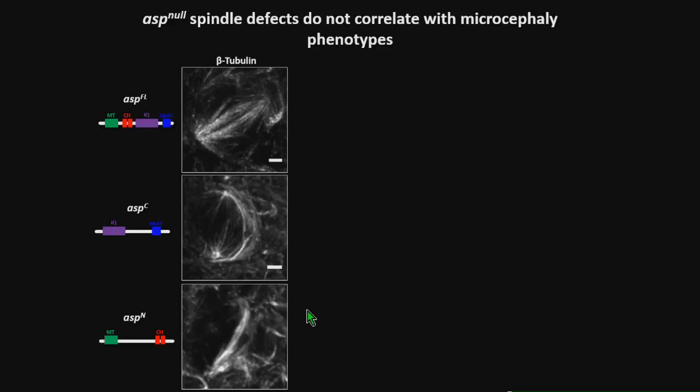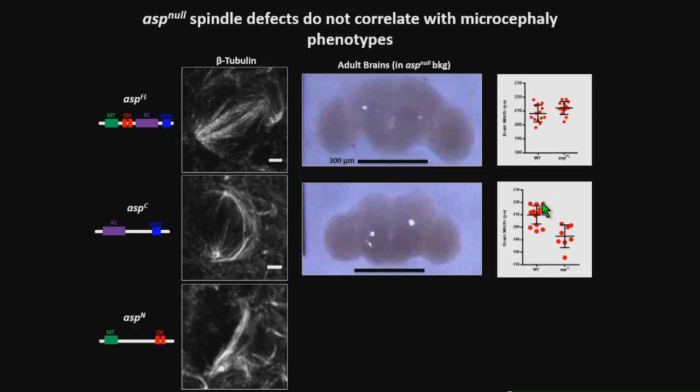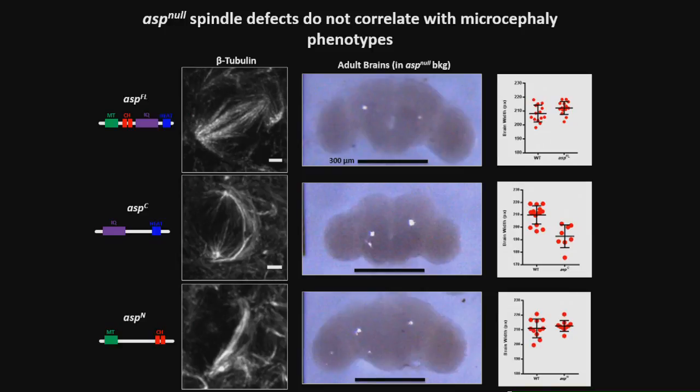But the real kicker came when we started looking a little bit further downstream developmentally. And what we found is that the full-length version could completely rescue the microcephaly phenotype that we observed. The C-terminal fragment could not, so these were similar in size to the mutant alone. But the kicker came from the N-terminal fragment, because despite showing all of these very severe spindle defects, we got a completely normal-sized brain.